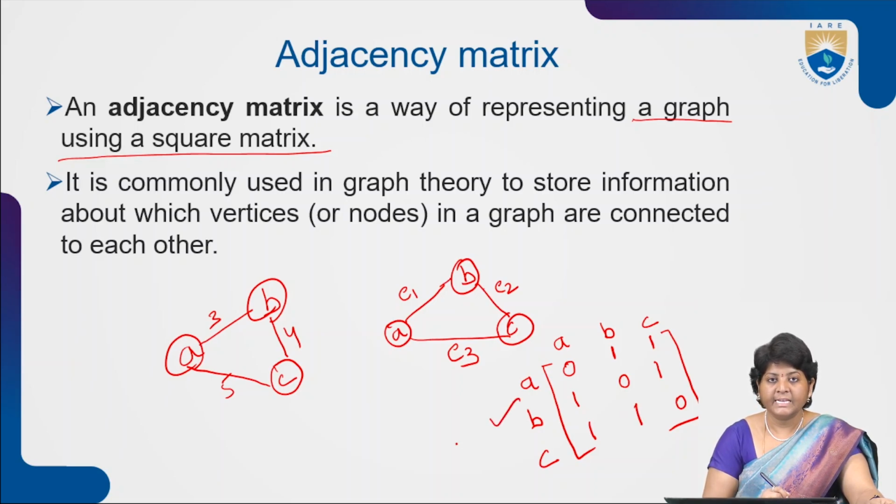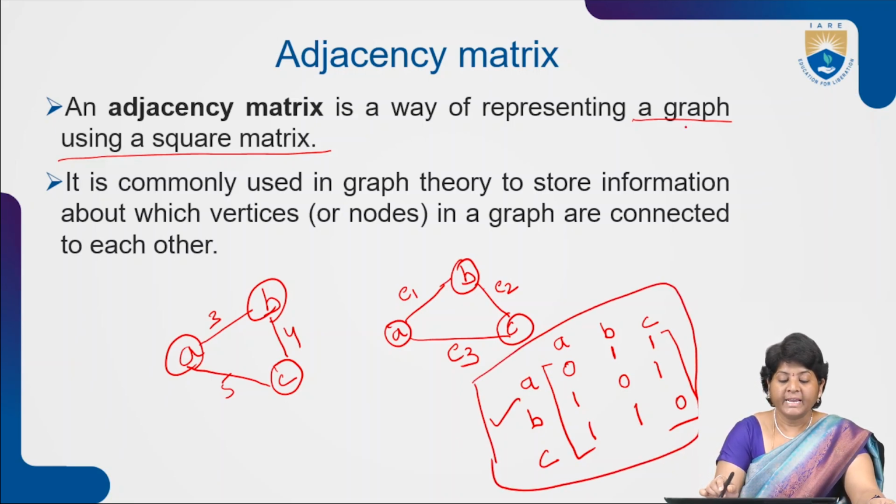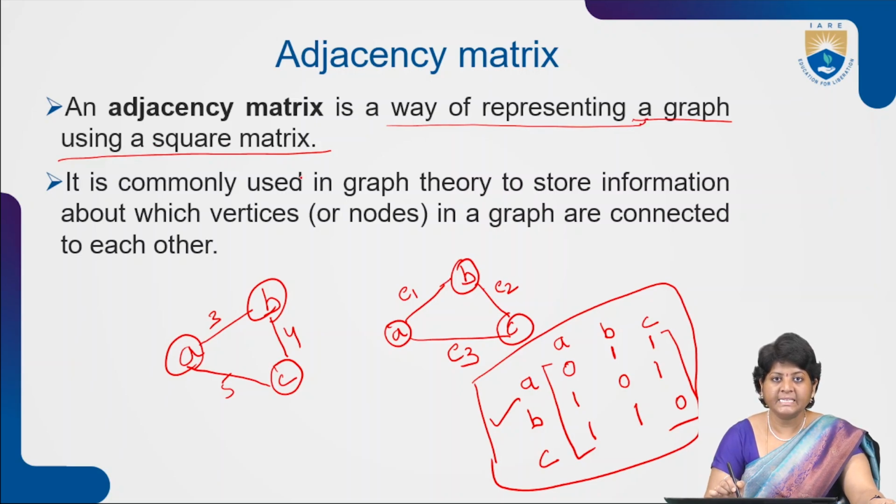And this is a square matrix. This is a square matrix for a graph. An adjacency matrix is a way of representing a graph using a square matrix. This is a 3 cross 3 matrix. It is commonly used in graph theory to store information about each vertex in a graph, how they are connected to each other.